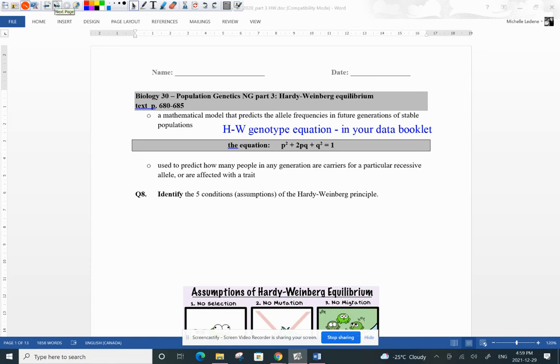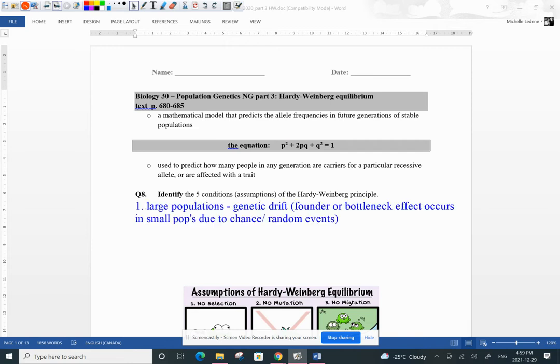So one of the very first things that you may see on a formative or a summative or on the diploma is the conditions, or the assumptions, the criteria, in order for the Hardy-Weinberg equilibrium or principle to be true. The first one is that there needs to be a large population. If genetic drift is occurring, it's happening in small populations, and we don't want that. We want there to be no chance or random events, so we don't want genetic drift to be occurring.